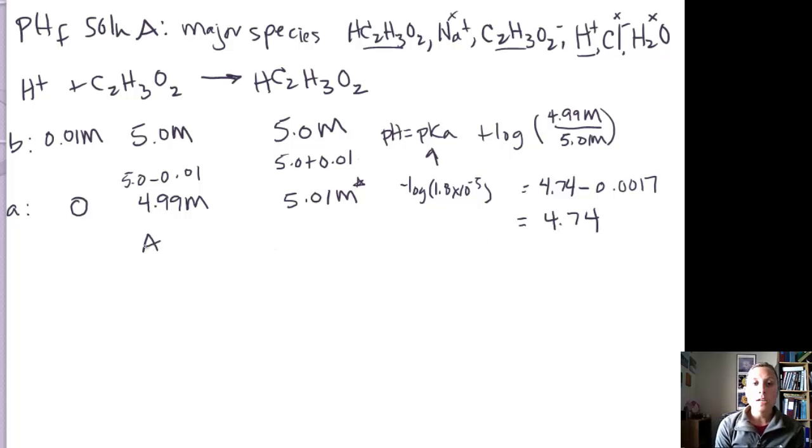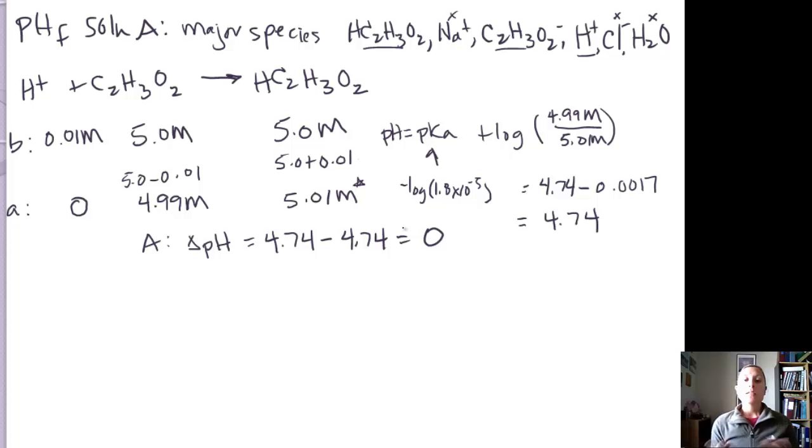So for solution A, our change in pH is really 0 because our final is 4.74, our initial was 4.74, and so we're getting 0. So this says that we have a very large buffering capacity because the addition of HCl is not changing the pH at all. And let's look at pH final for solution B.